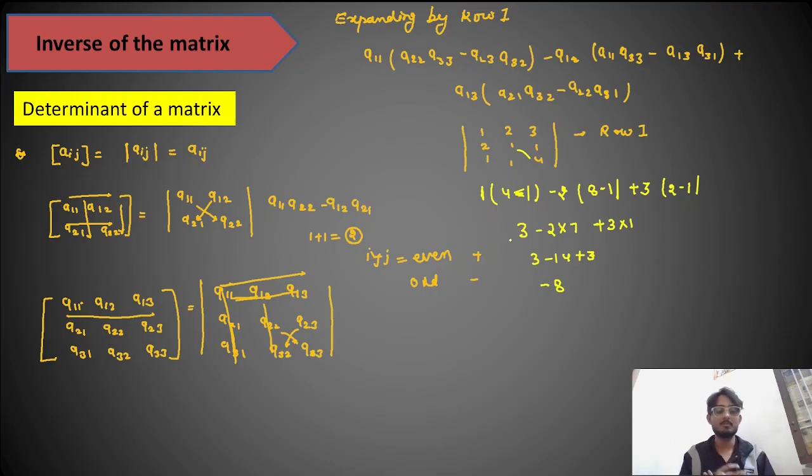Why am I explaining this concept before the inverse? Because, as you know, A inverse equals adjoint A upon determinant of A.